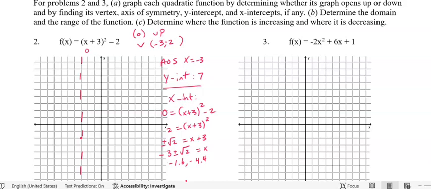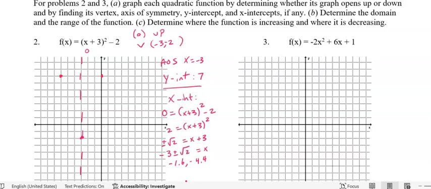And then we got to determine some other information. So let's just go ahead and put our information for part A on our graph paper. All right, so y-intercept of 7. So that means I've got another matching point the same distance away from the AOS.